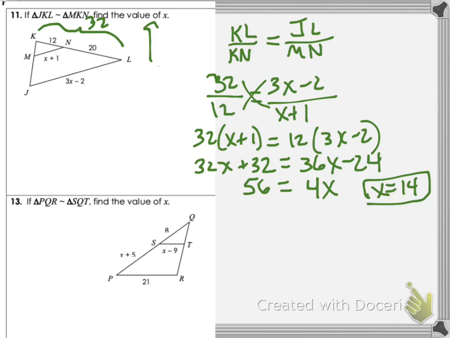Okay, hopefully that's enough examples for you to finish the assignment. I'm going to go ahead and tell you what the rest of the answers are so that you can try the other ones. Number 13 here, you should get x equals 15. And number 14, you should get ED equals 10.